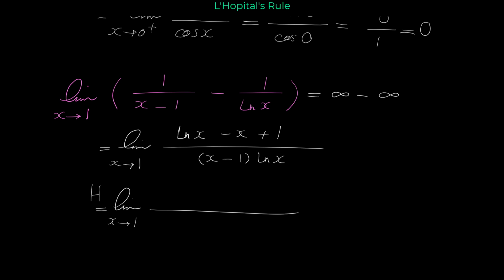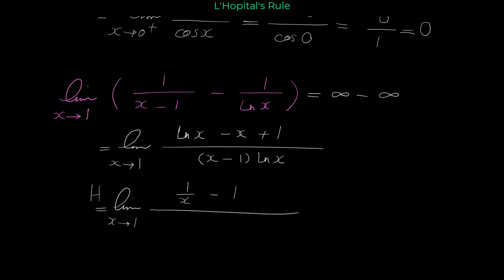So we apply L'Hopital's rule. What was L'Hopital's rule again? Take derivative of numerator and denominator separately. Derivative of ln of x is 1 over x. Derivative of minus x is minus 1. Now for finding derivative of denominator, you need to use product rule because you have x minus 1 times ln of x.